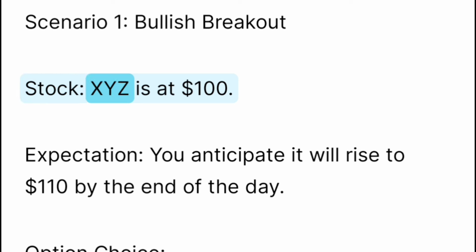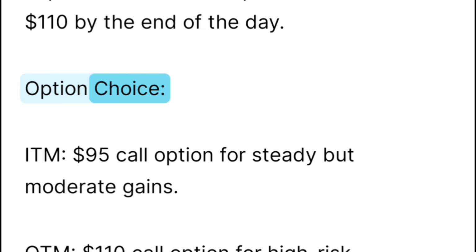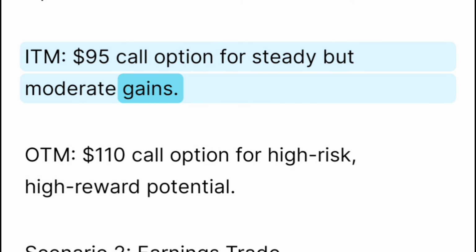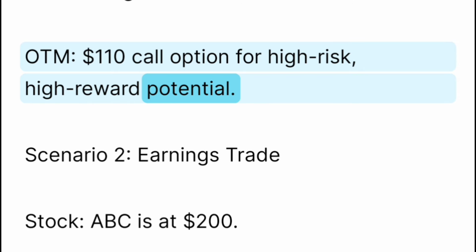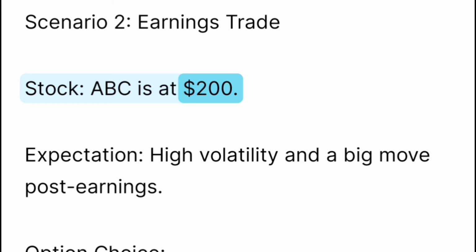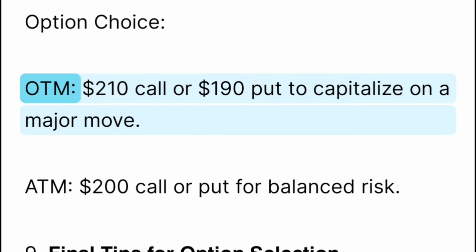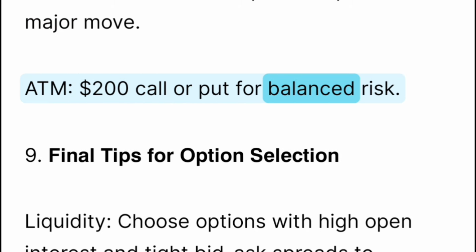Stock XYZ is at $100. Expectation: you anticipate it will rise to $110 by the end of the day. Option choice: ITM, $95 call option for steady but moderate gains. OTM, $110 call option for high risk, high reward potential. Scenario 2, earnings trade. Stock ABC is at $200. Expectation: high volatility and a big move post-earnings. Option choice: OTM, $210 call or $190 put to capitalize on a major move. ATM, $200 call or put for balanced risk.